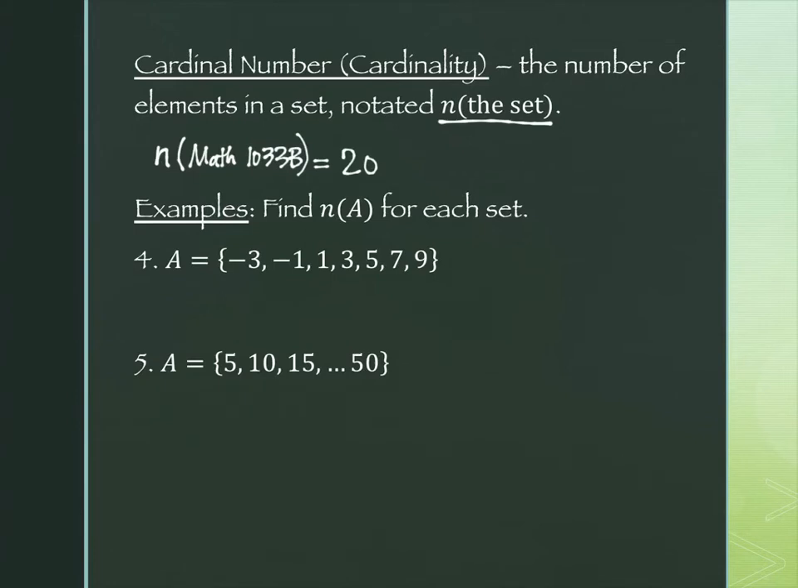As we're taking a look at them, examples 4 and 5 want us to do just that. They want us to find N of A. Well, on number 4, they list them all out. That's very convenient. How many items are in set A?